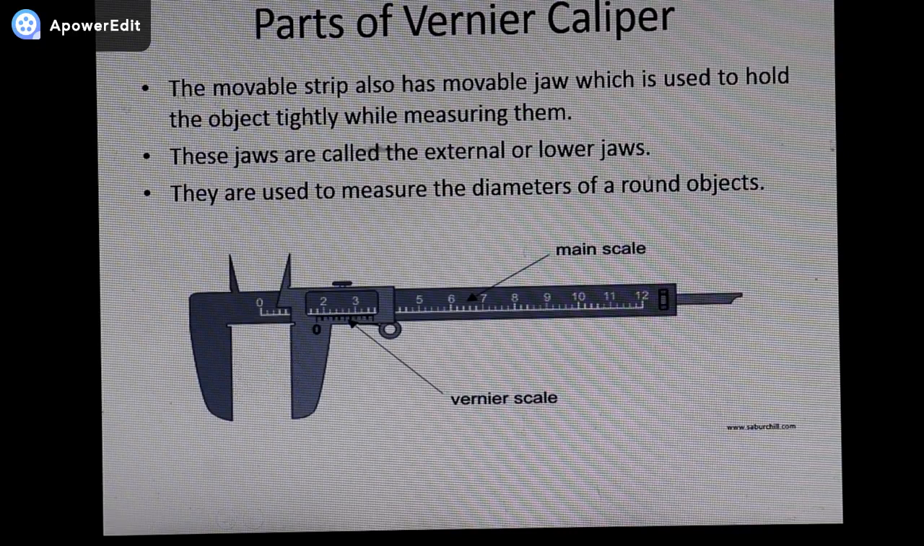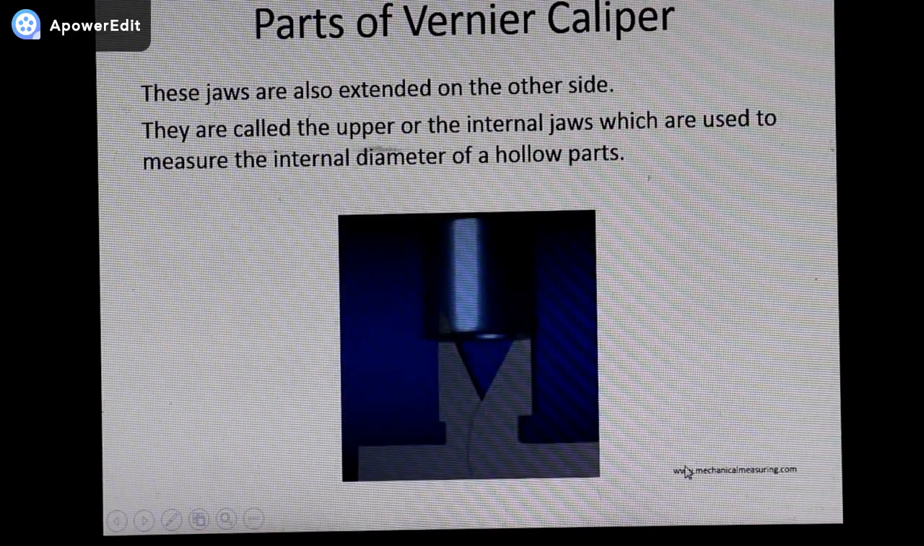These jaws are called the external or the lower jaws. They are used to measure the diameter of a round object. There are two other jaws on the upper side. These jaws are also extended on the other side. They are called the upper or internal jaws, which are used to measure the internal diameter of hollow parts. You can see in the figure how to grip the hollow component to measure the diameter of the internal side.